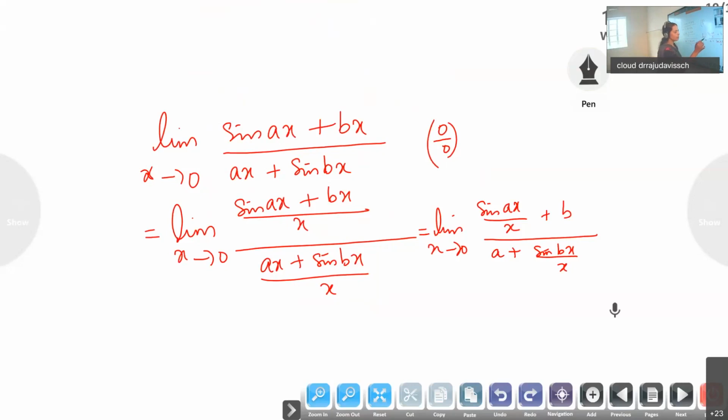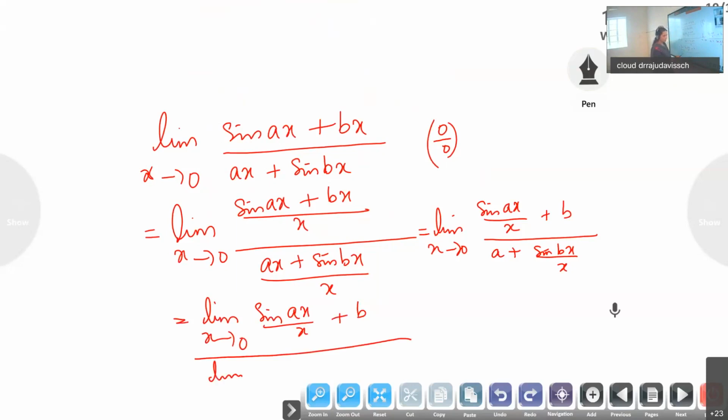Now, if you want to apply the formula limit theta tending to 0, sin theta by theta, it is needed, isn't it? So in the numerator, limit x tending to 0, sin ax by x plus b, and in the denominator, a plus sin bx by x. Here what we can do, if we want to use the identity, is multiply and divide by a in this term alone. Likewise, here it is x, so you multiply and divide by b.